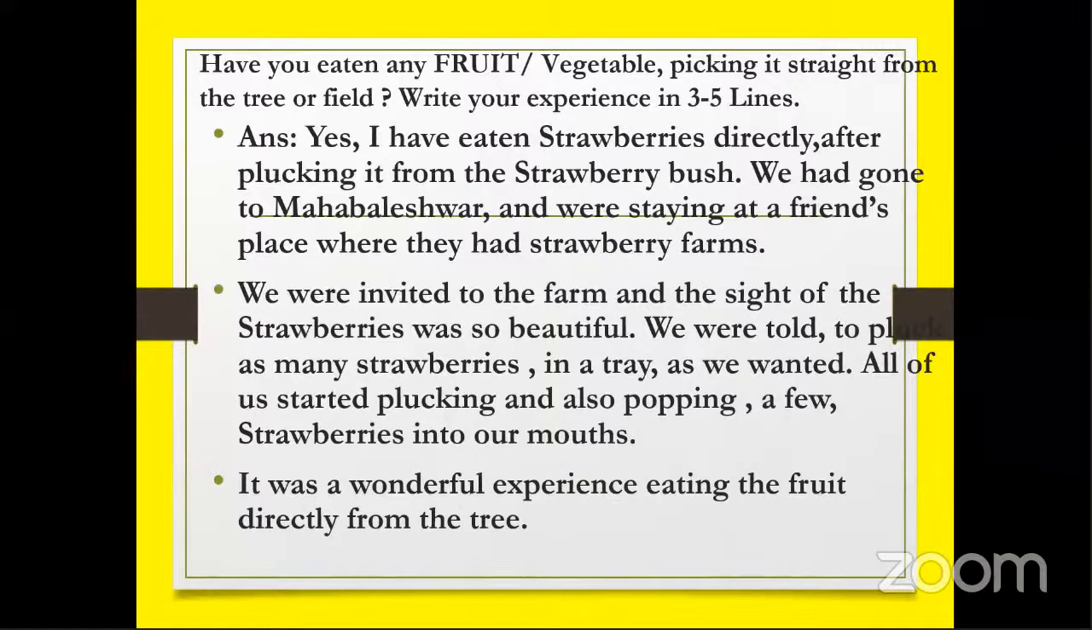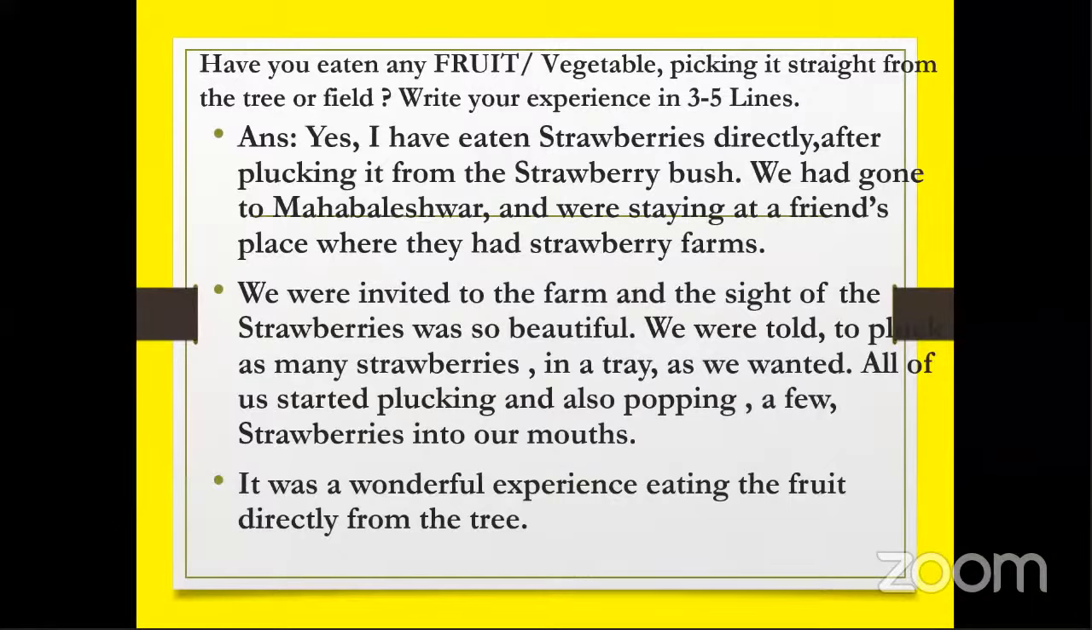Now the poet was invited with her family to the farm and the sight of the strawberries was very beautiful. You can see the so nice pictures over here. So you have enjoyed these pictures which you see. Now in the same way, the poet girl was told to pluck as many strawberries as she wanted, there was no stopping. She was told by the farmer over there that you can pluck as many juicy strawberries as you want. So she and her friends started plucking and also popping, meaning the action of eating, a few strawberries into our mouths.